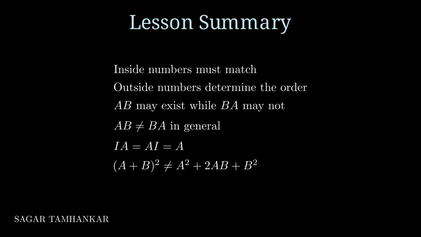Let us summarize what we have learnt. Matrix multiplication is based on the row multiplied by column principle. Multiplication is possible only when the inside numbers match. The outside numbers determine the order of the resulting matrix. Unlike ordinary numbers, matrix multiplication is generally not commutative. The identity matrix behaves like the number 1. Finally, algebraic identities must be used carefully because AB and BA are usually different.